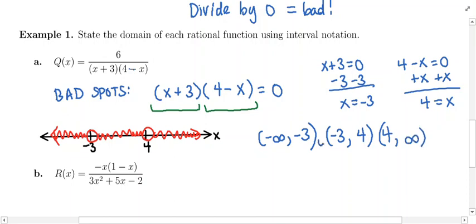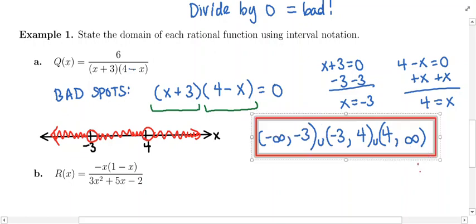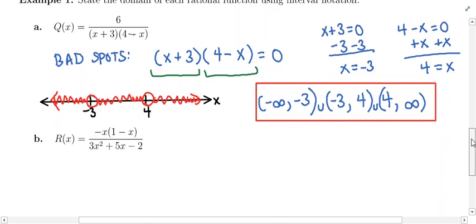Okay. If you want, you can put a little union symbol in between each pair of intervals. This is the way you would write all real numbers except for -3 and +4. So I'll go ahead and box that. This is going to be your answer. All right. Let's try another one.